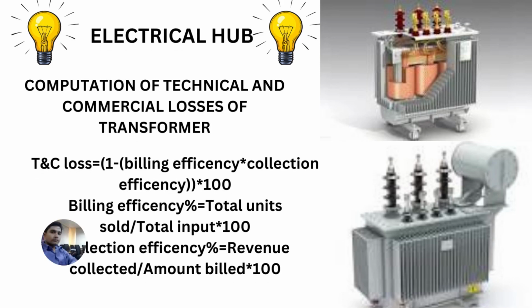Computation of technical and commercial losses of the transformer. So the total technical and commercial loss of the transformer is equal to 1 minus billing efficiency into collection efficiency, into 100. Billing efficiency is equal to total units sold by total input into 100, and collection efficiency is equal to revenue collected by amount billed into 100.